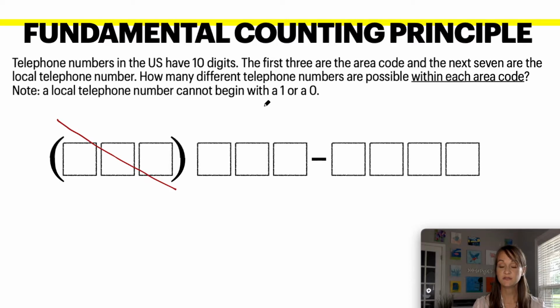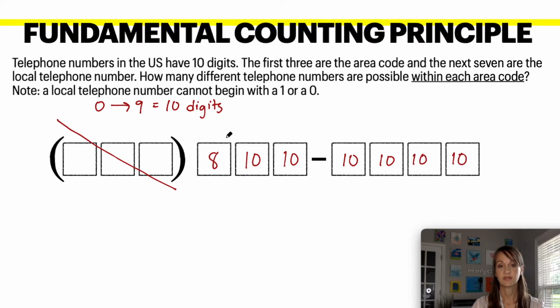So you have to think, how many different digits can you have for each space of a telephone number? Well, you can have 0 all the way through 9, so there are 10 different digits. Now, you cannot have a 1 or a 0 at the front, so you have 8 left. There are 10 digits, but the 1 and the 0 you need to subtract, so you have 8 digits left. For the rest of the spaces, though, any of the 10 digits can be used. So therefore, your answer will be 800,000 different telephone numbers that can be created.